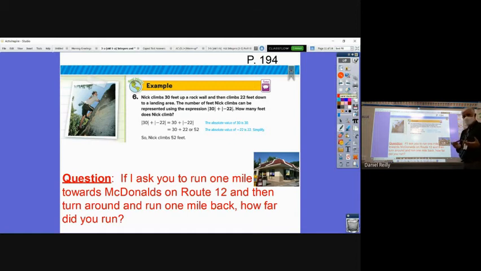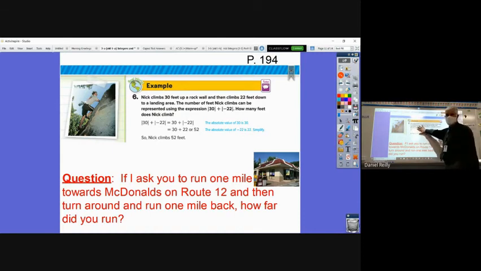Absolute value can be used when you are traveling or moving distances and you want to know how far you went, regardless of which direction you were going. Okay? So this guy's climbing the mountain. He goes 30 feet up, and then he goes 22 feet down. How far did he go? How many feet did he climb? Well, you don't do +30 and -22 and say he only climbed 8 feet, because he actually went that whole time, right? So the absolute value of 30 is how far he went when he was going up. The absolute value of 22 is how much distance he covered when he was going down. You add those two things together.